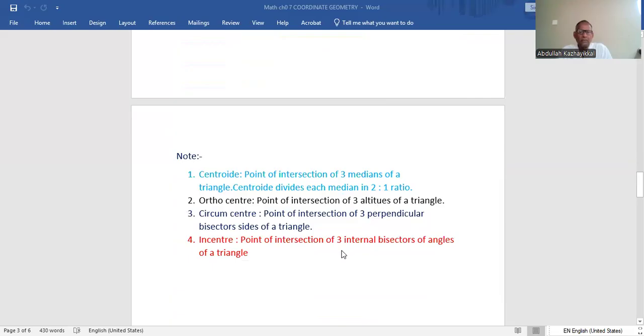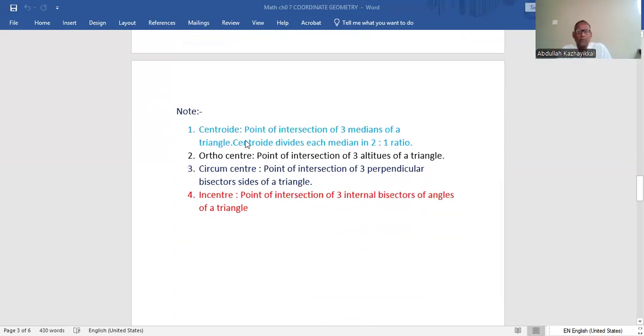Now listen here. Centroid: the point of intersection of the three medians of a triangle. That is called the centroid. The centroid divides each median in the ratio 2:1. Then the orthocenter: the point of intersection of the three altitudes of a triangle. A triangle has three altitudes. Remember, ortho, T, altitude. Don't confuse. Centroid, median, 2:1.